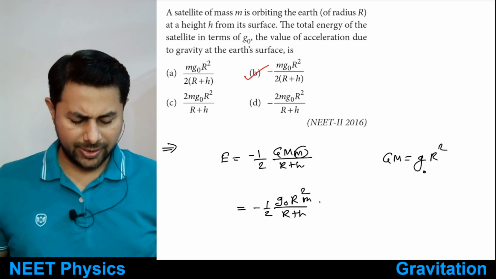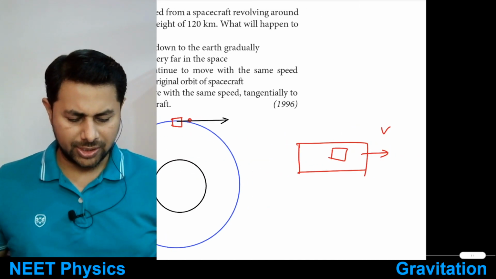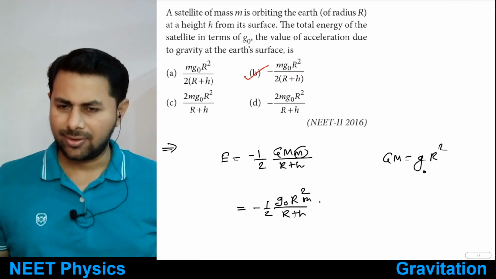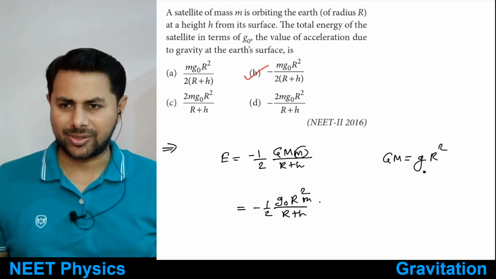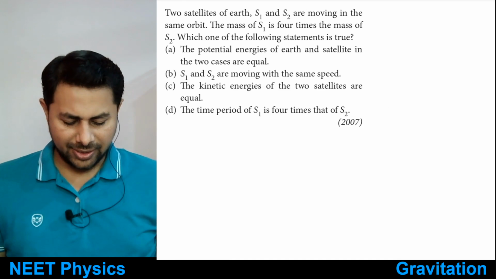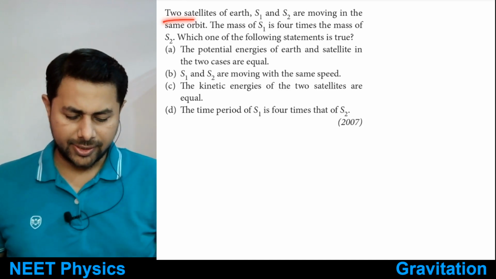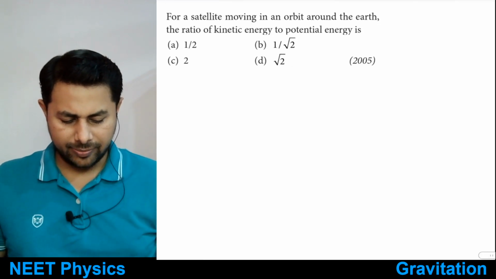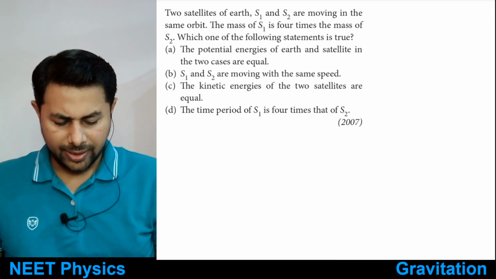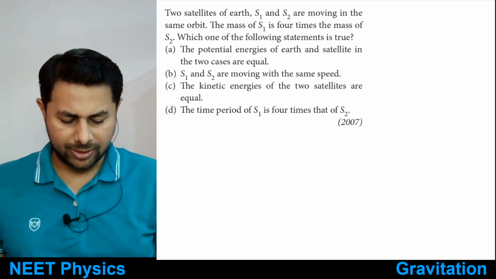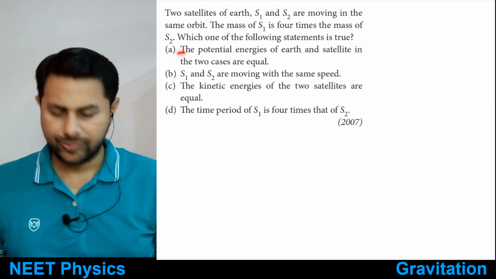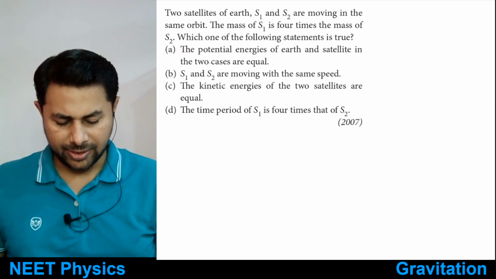Okay, so I can see that there are only one or two conceptual questions where we need to think. Otherwise, all other questions are formula based. Okay, let's see next one. Two satellites of Earth, S1 and S2, are moving in the same orbit. The mass of S1 is 4 times the mass of S2. Which one of the following statements is true?